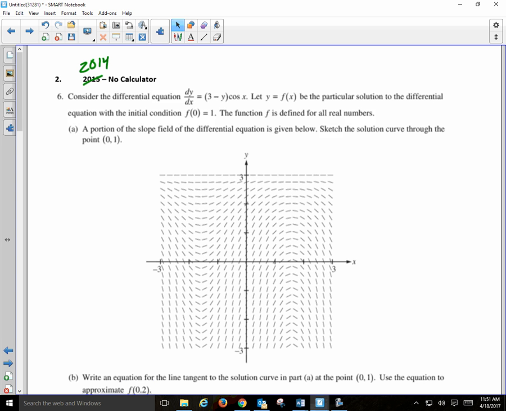Let y equal f of x be the particular solution of the differential equation with initial condition f of 0 is equal to 1. So I know it goes through 0, 1. Okay, and it says a portion of the slope field is given below. Sketch the solution curve. So this is not an exact science, but first what you must do is plot that point. And then you would kind of follow the curve the rest of the way.